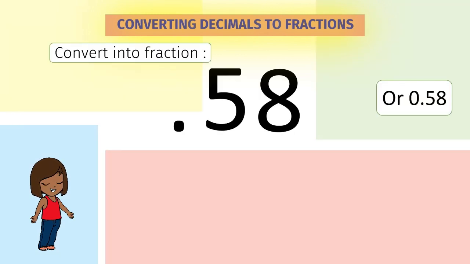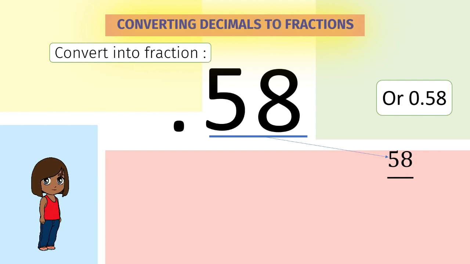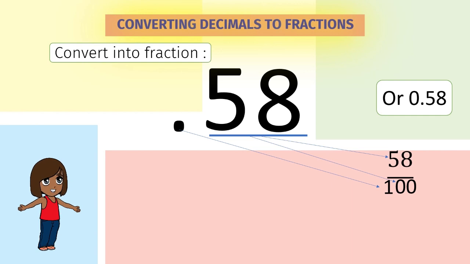Let us take another example. 0.58. Can you say what the fraction is? The numerator is the number with the decimal removed. So the numerator is 58. And the denominator? 1 followed by 2 zeros, because there are 2 digits after the decimal. Answer is 58 by 100.